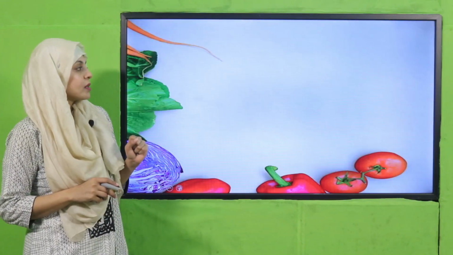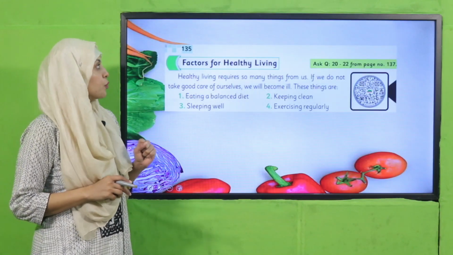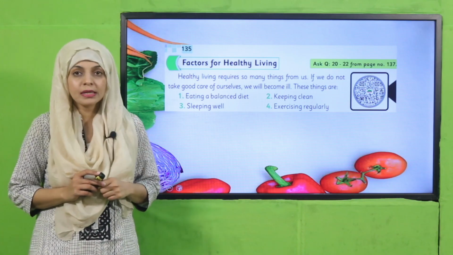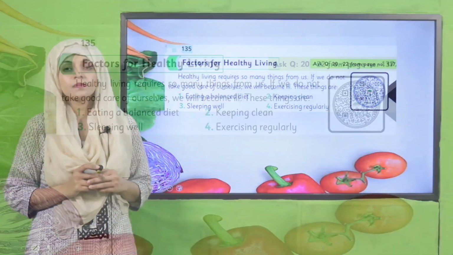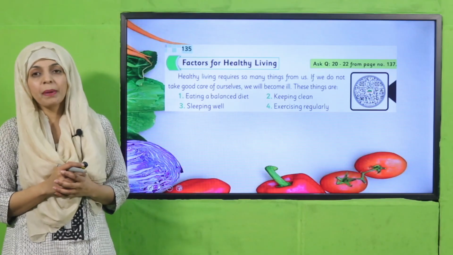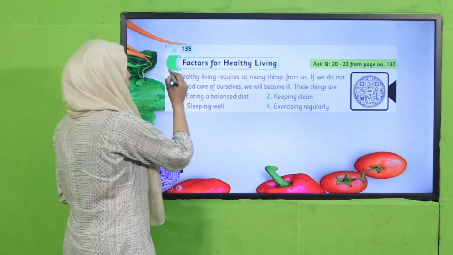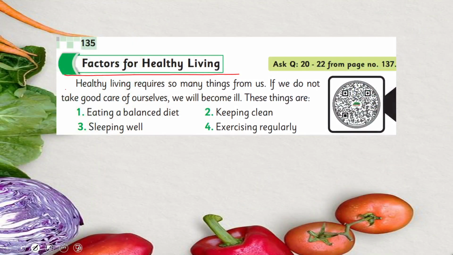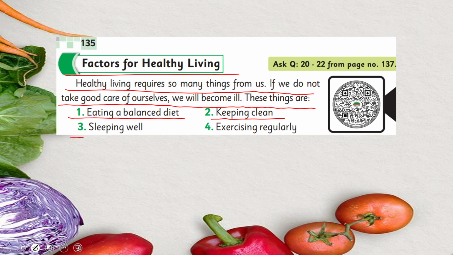So my dear students, now is the time for reading. I request you all to please open page number 135 in your GK3 books. I hope everybody has opened the page, so let's start the reading. Factors for healthy living. Healthy living requires so many things from us. If we do not take good care of ourselves, we will become ill. These things are eating a balanced diet, keeping clean, sleeping well, and exercising regularly.